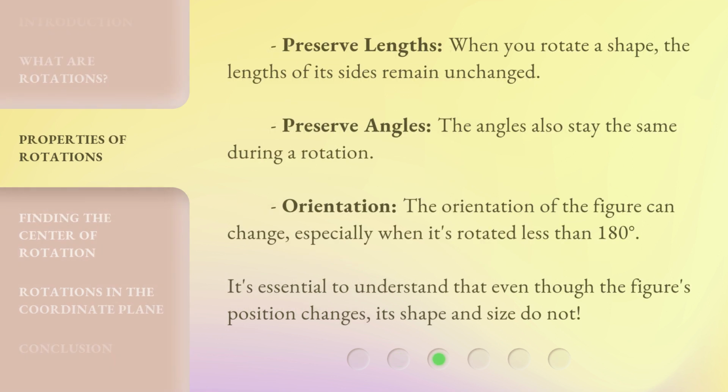Preserve lengths. When you rotate a shape, the lengths of its sides remain unchanged. Preserve angles. The angles also stay the same during a rotation. Orientation. The orientation of the figure can change, especially when it's rotated less than 180 degrees. It's essential to understand that even though the figure's position changes, its shape and size do not.